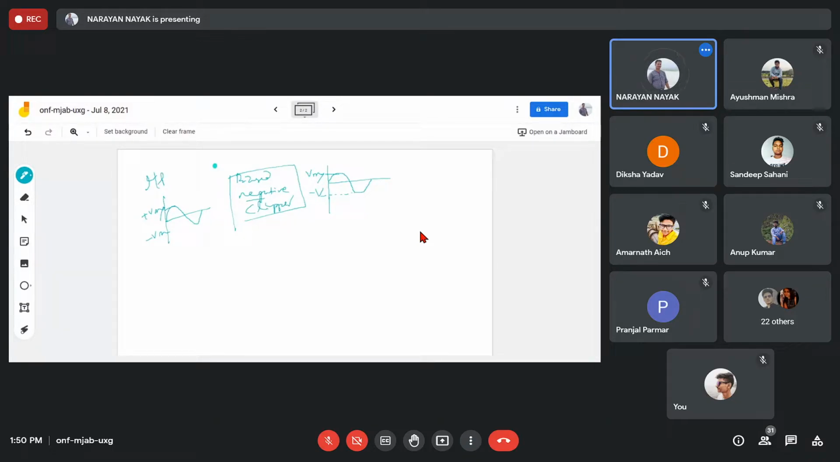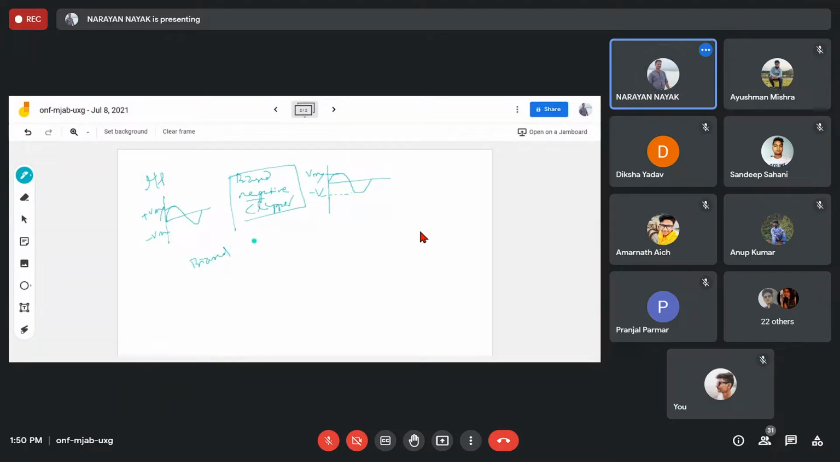Clear? So I will discuss how some portion of the positive cycle is removed if you are using a bias positive clipper, and some portion of the negative half cycle is removed if you are using a bias negative clipper. How it will be removed, that circuit I will discuss. Clear?